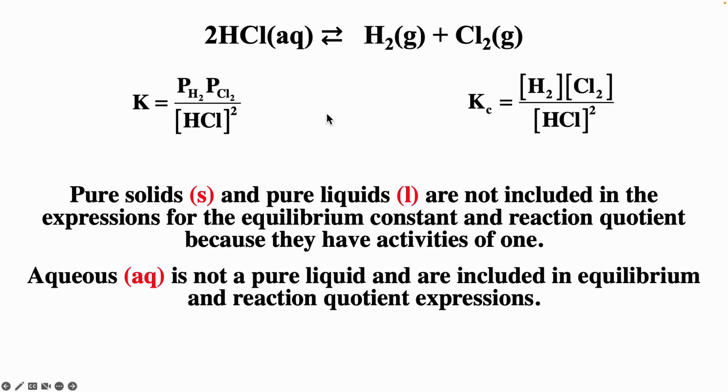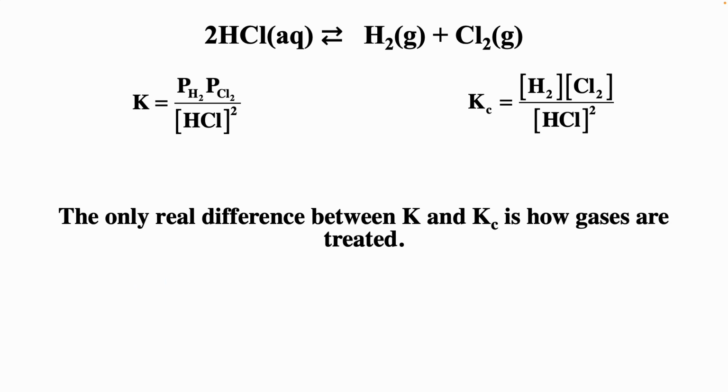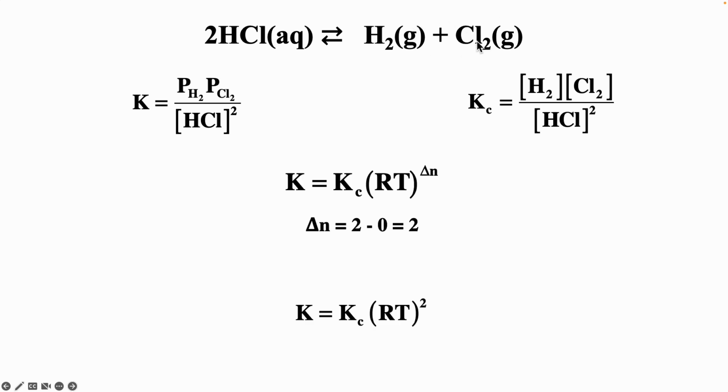So we can look at some more examples. So here I have HCl aqueous going to H2 gas plus chlorine gas. So our K, we write the gas in terms of partial pressures. We write the aqueous in terms of concentration. Our K sub C, everything is in terms of concentration. The only difference between how you write a K and K sub C is how you treat the gases. And then the relationship between K and K sub C: K equals K sub C times RT to the power of 2. Because again, delta N is the number of gas particles products minus the number of gas particles reactants.